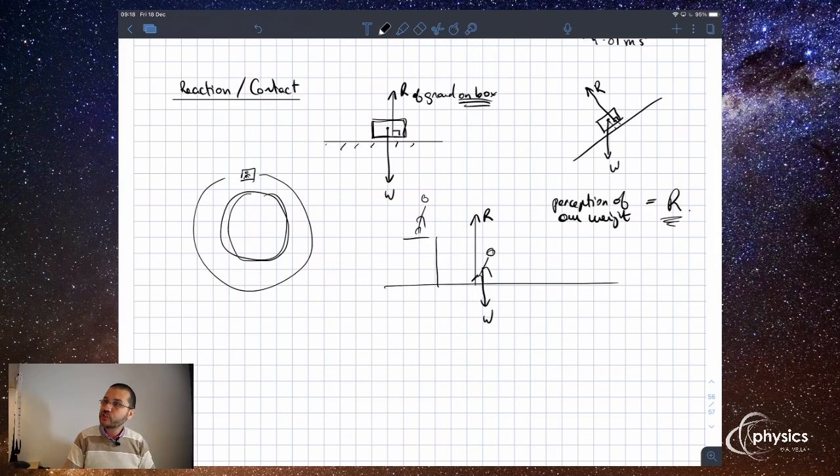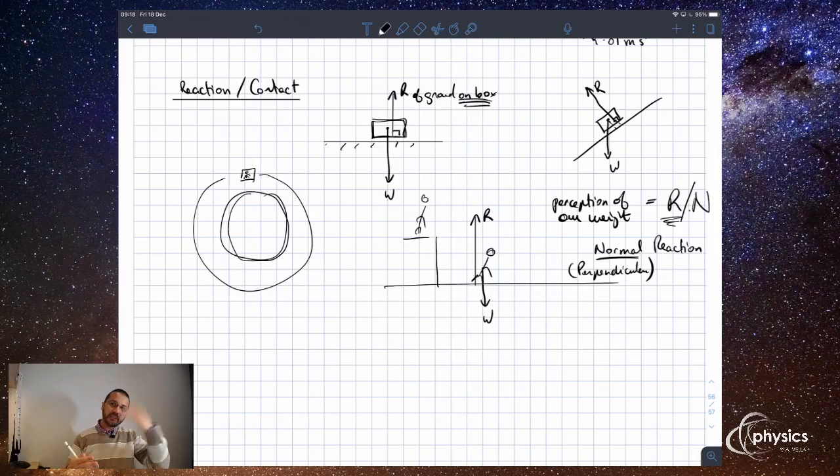The symbol of the reaction force, instead of R, we can also give it the symbol of capital N. Why capital N? Because sometimes the reaction force is also called the normal reaction force. Normal in physics or in mathematics means perpendicular. Since this reaction force is perpendicular to the surfaces which are touching each other, we can call it normal reaction force. And sometimes instead of R, it is given the letter N. So we can give it either R or N. Both of them are correct.